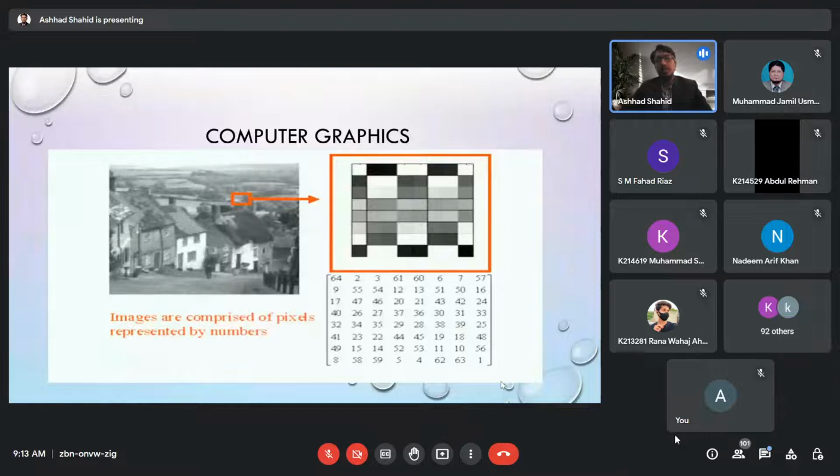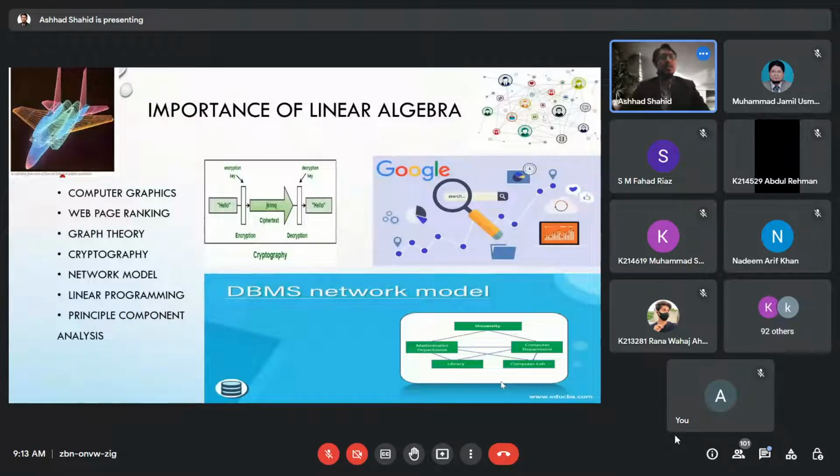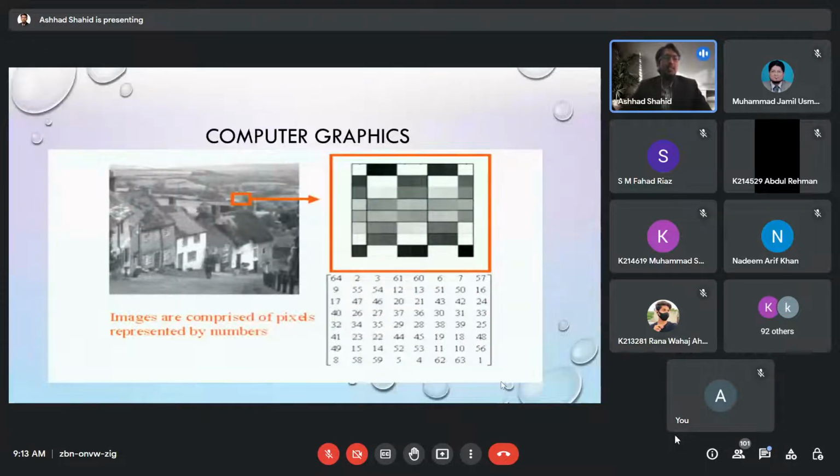Let's say this is computer graphics, the first application that we have described. This is a gray scale image, and you can see the resolution of this image is not so clear. But the part highlighted here can be zoomed in like this, the red rectangular highlighted area. And this red rectangular highlighted area is basically a set of vectors, represented by this matrix.